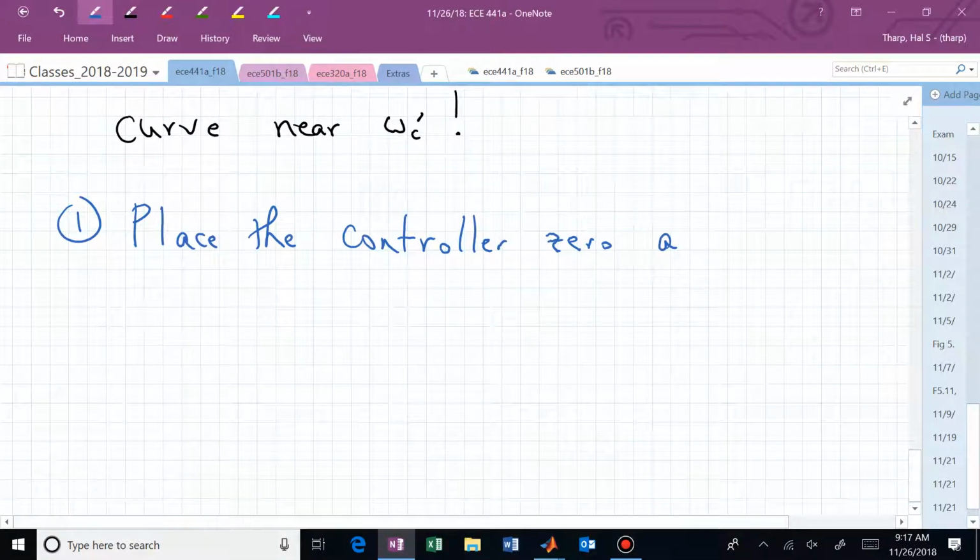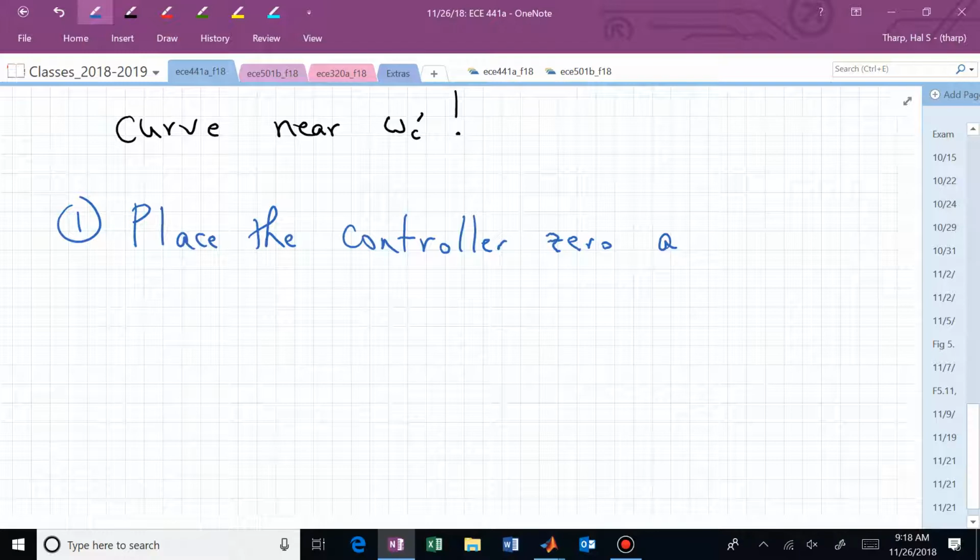Place the controller 0. How far to the left? Factor of 2, an octave. Factor of 4, 2 octaves. Factor of 8, 3 octaves. A decade, a factor of 10. How far below omega sub C prime do we want to place the controller 0 so that its phase has pretty much finished contributing angle? A decade, because we said what?